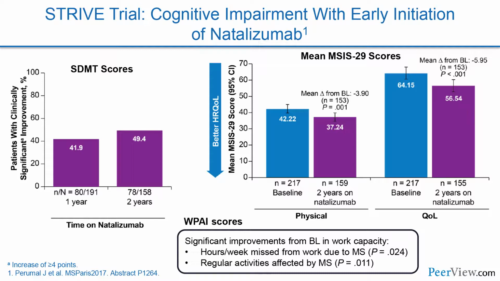Data from this study presented at the MS Paris 2017 meeting showed that after 2 years of natalizumab treatment, patients exhibited significant improvements from baseline in their single-digit modality cognitive scores. Similarly, patients exhibited significant improvements from baseline in their MSIS-29 physical score and quality of life scores. In addition, patients also showed improvements from baseline in work capacity in terms of hours missed from work due to MS and daily activities affected by MS.